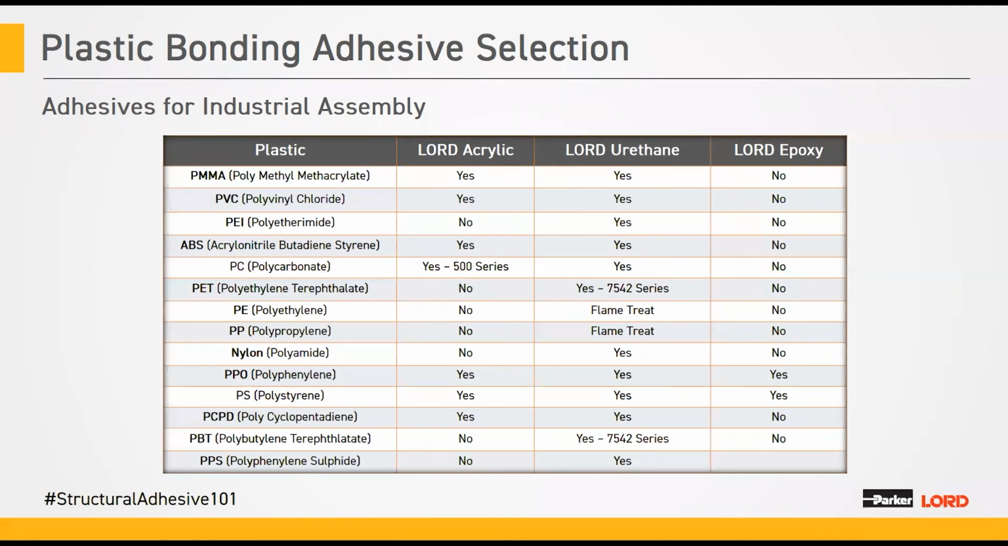PVC, again, urethanes and acrylics. PEIs, urethanes possibly and epoxy. ABS, certainly acrylics and urethanes. Again, the list goes on. I would certainly suggest that you contact a LORD customer service or technical service representative to help with selecting the correct adhesive for the correct application and how surface treatments might need to be applied.